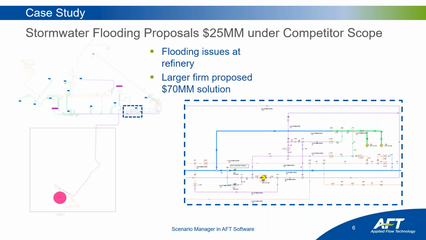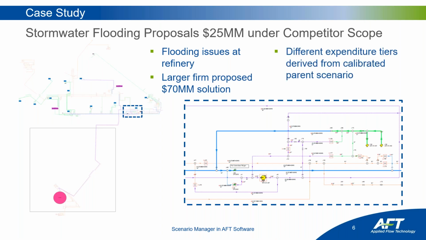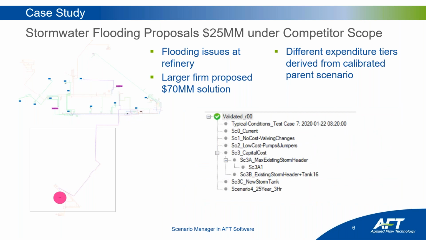So a larger firm proposed a $70 million solution to resolve these different flooding issues. And then this team was able to use AFT Fathom in this case to evaluate different alternatives to try to bring that cost down while still resolving the flooding issues. So their scenario tree looked something like this, where they have their original validated model at the top. That was all of their calibration work, getting the model as close to the physical system as possible, so any changes they would make would be reflected in the physical system if they did implement those changes.